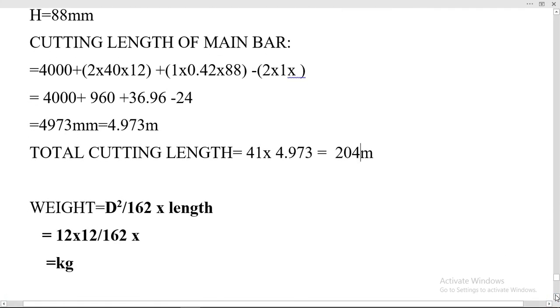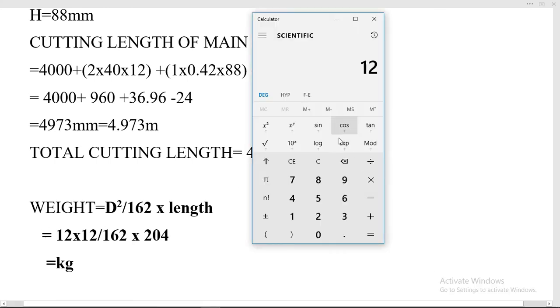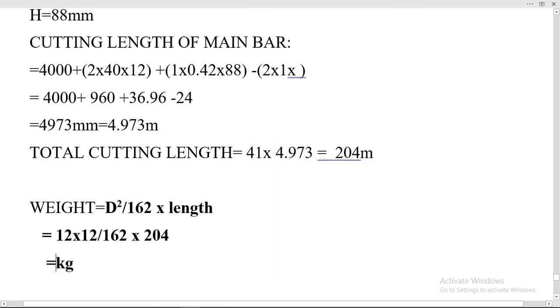Let me calculate its weight. We have the dia 12, so here just put the length and let me calculate it on calculator now. 12 square, 12 is the dia in millimeter of the main bar, then divide it by 162, then multiply with the total cutting length of the main bar, 204 meter. So 181.33, let me take it 182 kg weight required for the main bars.